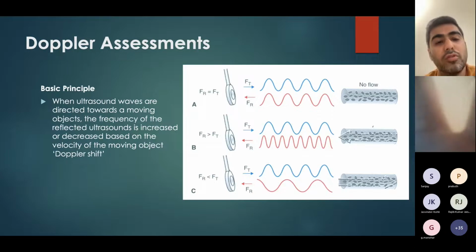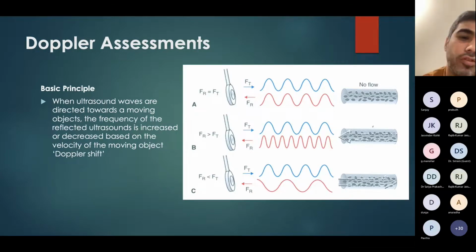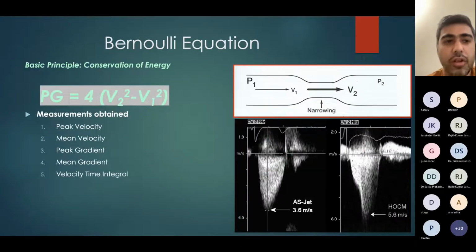Coming to Doppler assessments, once we are finished with the 2D gross morphological assessment, we need to perform the Doppler assessments, which are based on ultrasound waves directed towards a moving object, and the frequency of the reflected ultrasound is increased or decreased based upon the velocity of the moving object, which is known as the Doppler velocity shift. And the other important principle which we have to be aware of is Bernoulli's principle, which is based upon the conservation of energy.